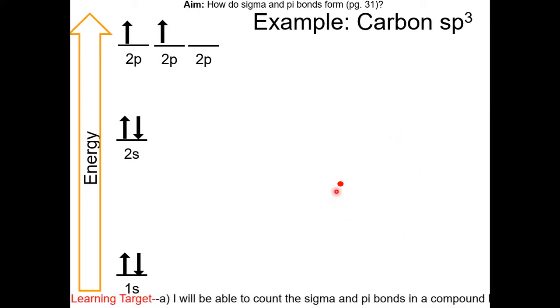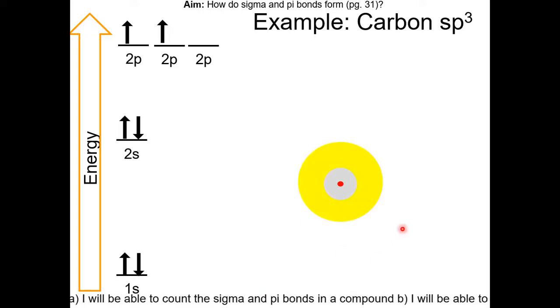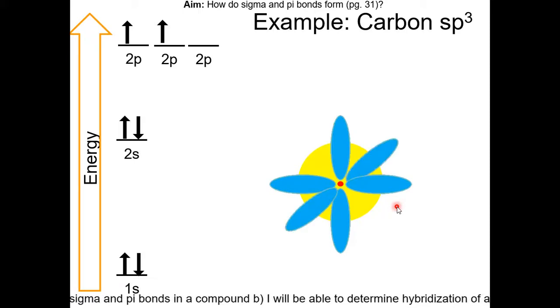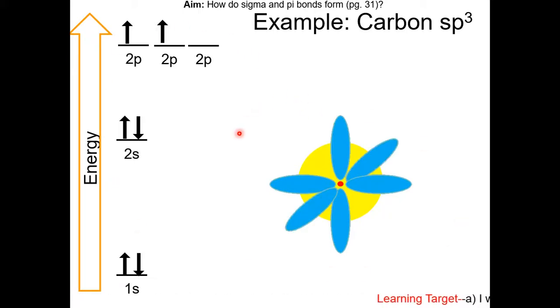Here is the nucleus, here is the 1s orbital, the 2s orbital. If you recall, an s orbital is a sphere shape. We are going to ignore the 1s orbital because it is not in the valence shell. The p orbital is a dumbbell shape, and there are 3 of them. So this is carbon before hybridization. Now we're going to hybridize the 2s and three 2p orbitals.